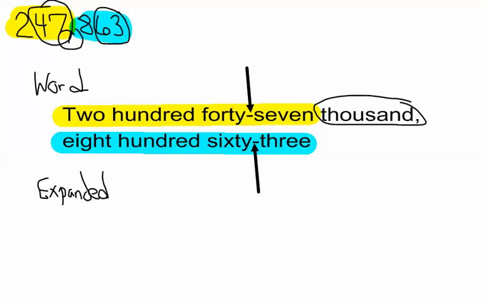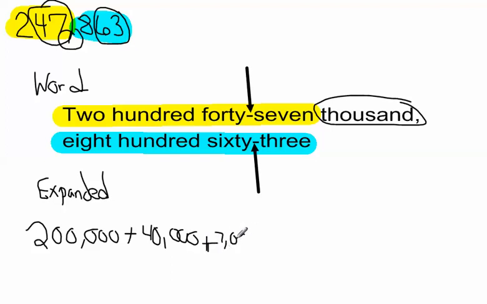Okay. Now the expanded form, I forgot that. The expanded form, we look at the 2. The 2 is in the 200,000s. 200,000, because that 2 is in the 200,000s place. Then 40,000. Then 7,000. That's a plus. 7,000 plus 800 plus 60 and plus 3.